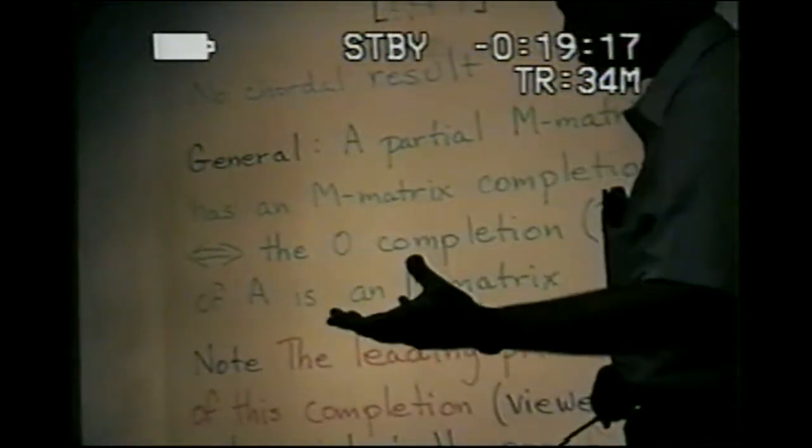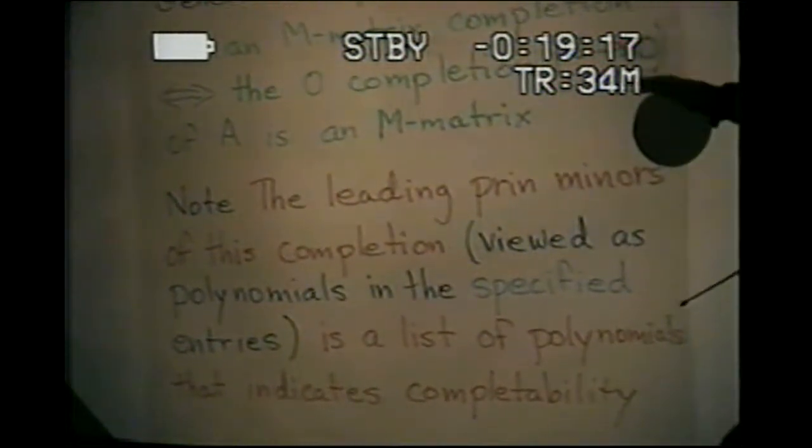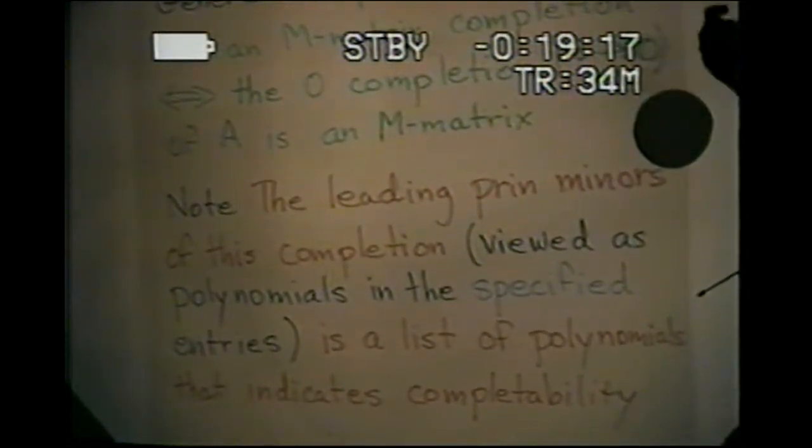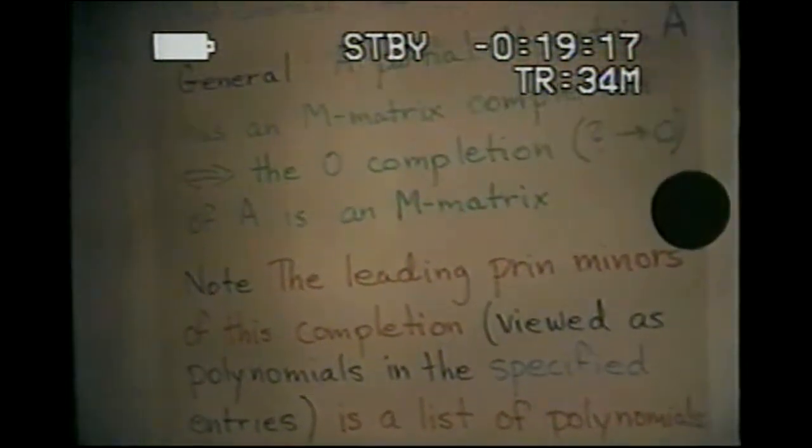Suppose I have a partial M matrix. I simply mean that every fully specified principal submatrix is itself an M matrix. Again, the property of being an M matrix is inherited by principal submatrices. So in order to have an M matrix completion, I must be a partial M matrix.